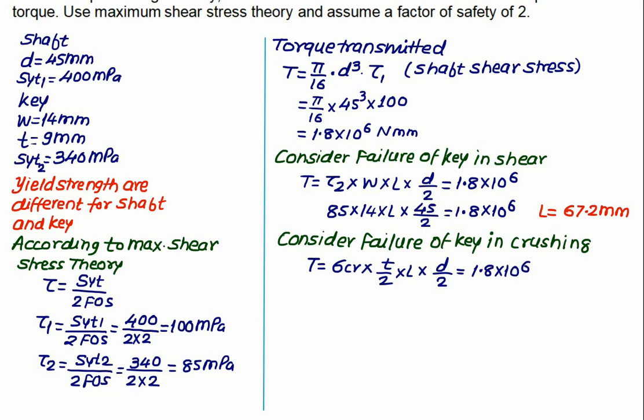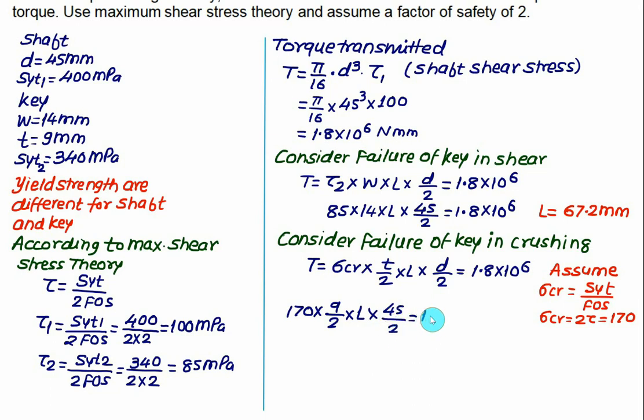The value of the crushing strength is not given, so assume sigma crushing is equal to SYT divided by the factor of safety. Or we can take sigma cr equal to 2 times tau, which is the same as SYT divided by FOS, that is 85 plus 85 equal to 170. So sigma crushing we will take as 170. So we have 170 multiplied by the thickness 9, so 9 divided by 2 multiplied by L multiplied by D by 2, which is 45 by 2.